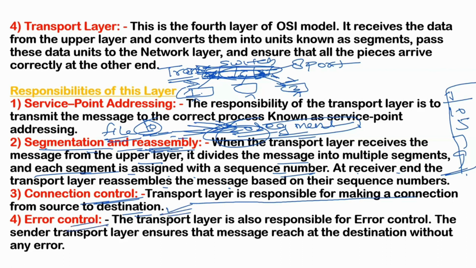Error control: the transport layer is also responsible for error control, because it has the responsibility to send the data correctly from one side to another side. So it is also responsible for error control. The transport layer ensures that the message reaches the destination without any error, means correctly processed, and can be sent from one PC to another PC. So this is also the responsibility of this transport layer.